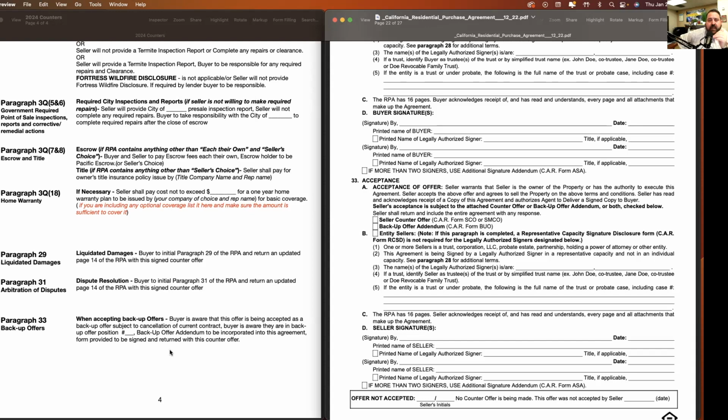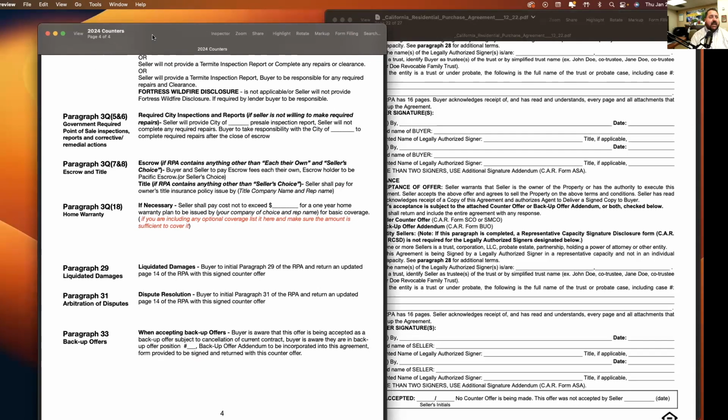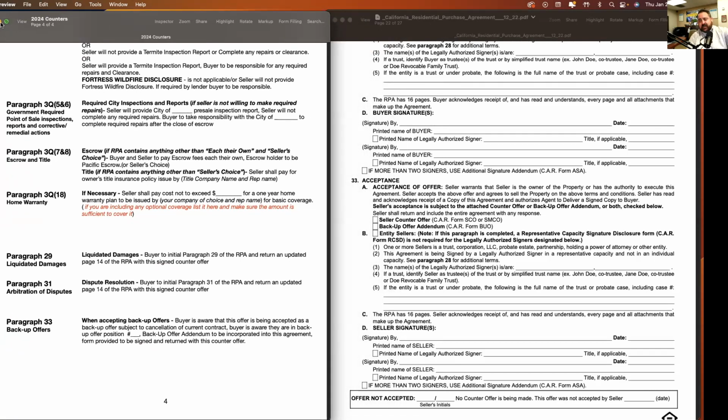So stop taking shortcuts with the backup offers. If you really want somebody to be a backup, this is the way that you do it. Okay? All right, so that was all the counters. Again, if I did send you the counter offers, I did add a couple things in there. So if I did send you the counter offers last week, just send me an email. I'll send you this one that I updated. I apologize for that. I missed something last week when we did it.